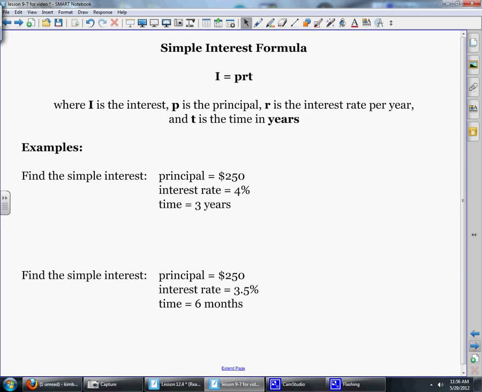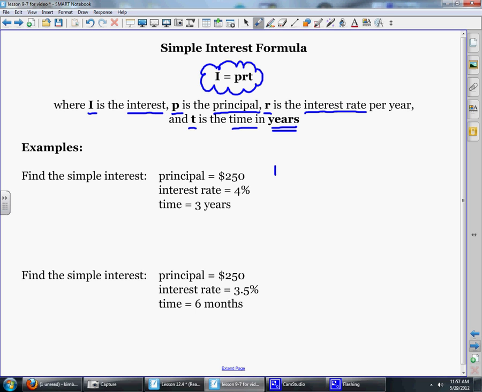Okay, welcome back. The first problem that we're going to look at is the simple interest formula. Here's the formula for simple interest. I, or interest, is equal to P times R times T. So like I just said, I is the interest, P is the principal, or the amount that you deposit, R is the interest rate, and T is going to be your time, and you need to make sure that it's always in years.